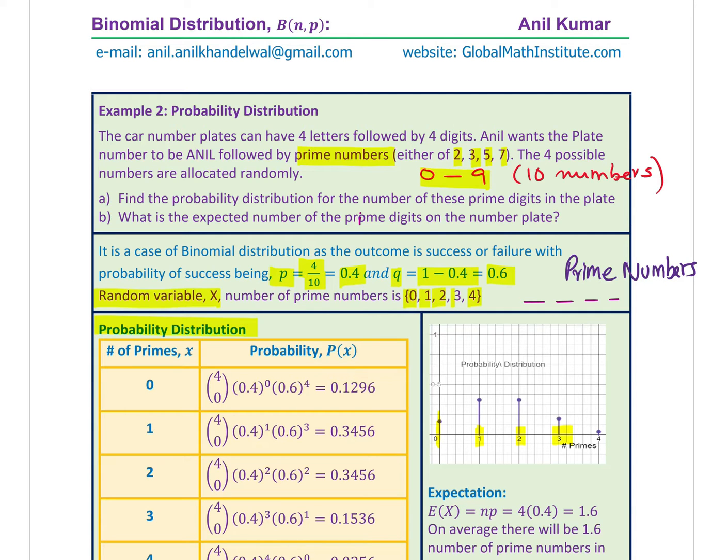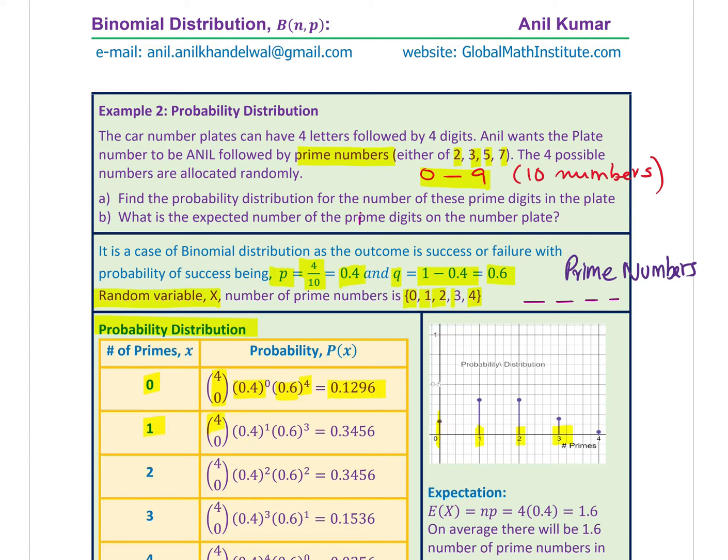Now, in every trial, getting a prime or not getting a prime means a success or a failure. The probability of getting a prime in our case is 0.4, correct? Now, none of them is prime out of those four. That means 4 choose 0. The probability will be 0.4 to the power of 0, times 0.6 to the power of 4, which is calculated as 0.1296.